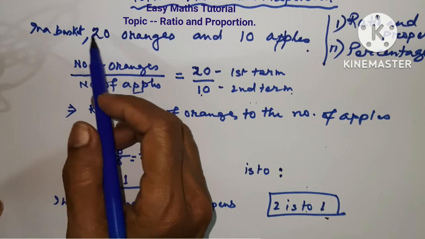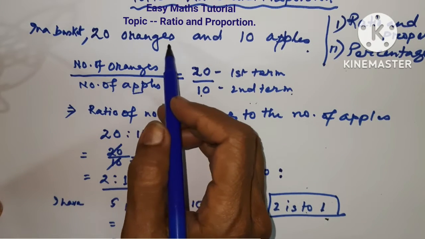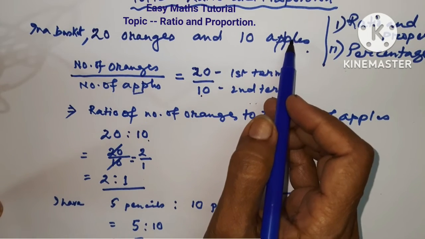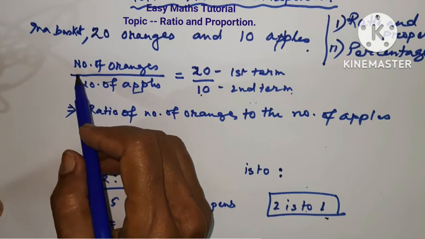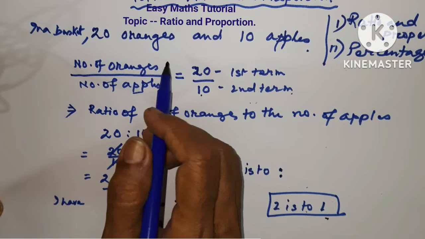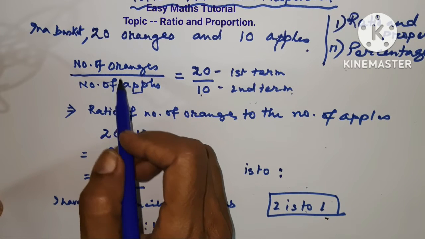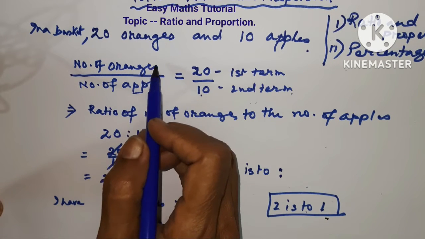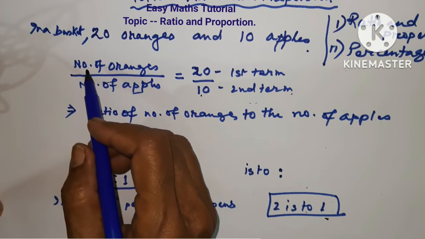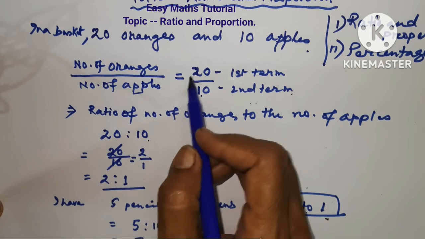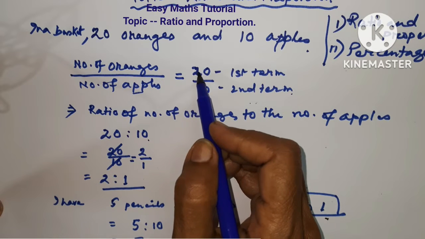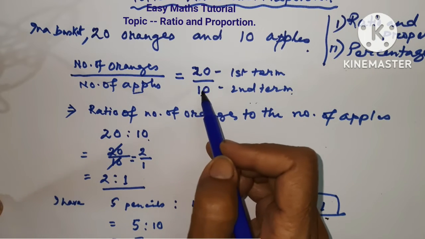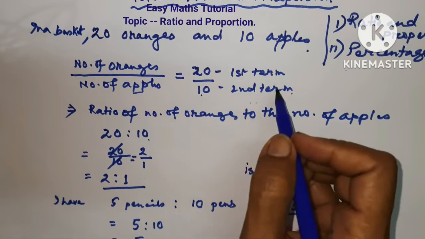Such as, for example, in a basket, it contains 20 oranges and 10 apples. We can compare the two quantities in the form of a fraction by dividing the first one by the second one. So, number of oranges divided by number of apples equals 20 by 10. We can write it in this form.